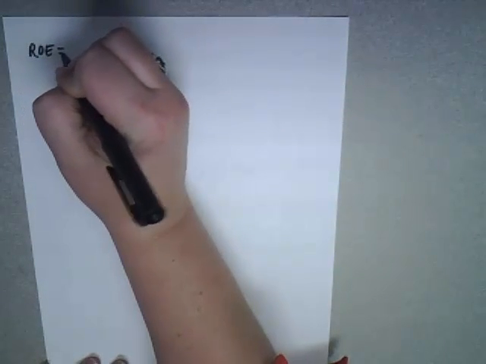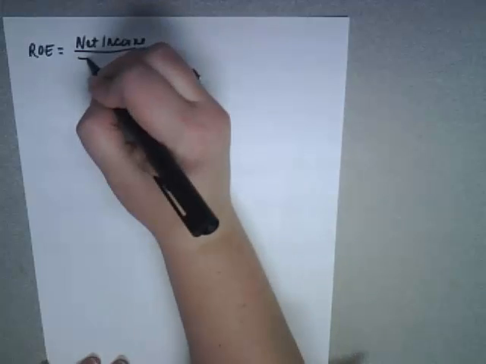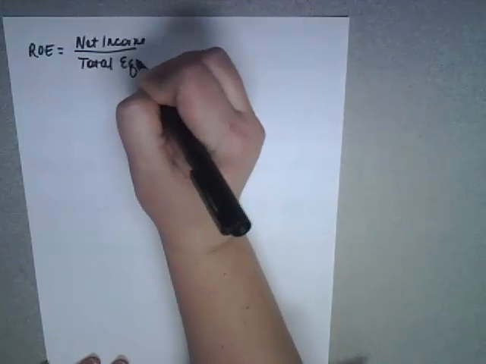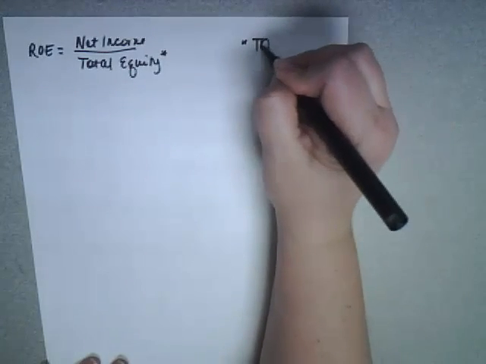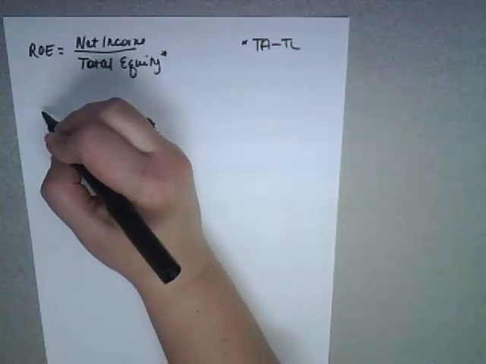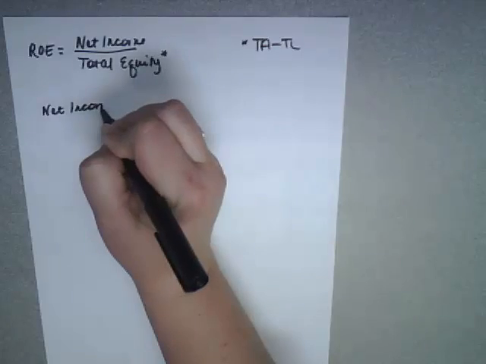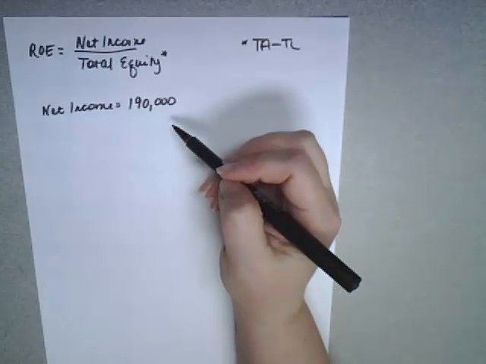Number 7, not as painful. Again, with number 7, we are going to be solving for return on equity. And return on equity is net income divided by total equity. Let's make a note here that total equity is the difference between the total assets minus the total liabilities. Okay, so in the problem, it says that the net income is given at $190,000. So we already have part of what we need in this equation.